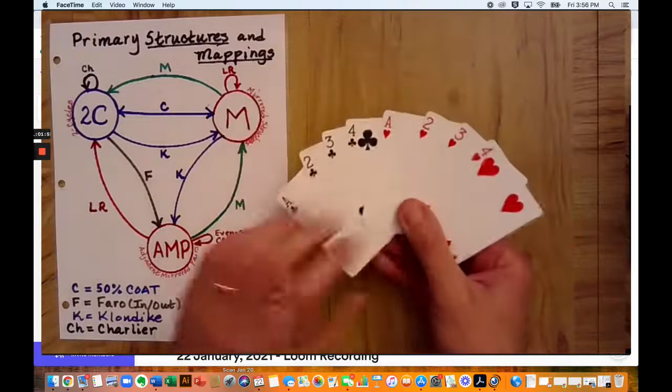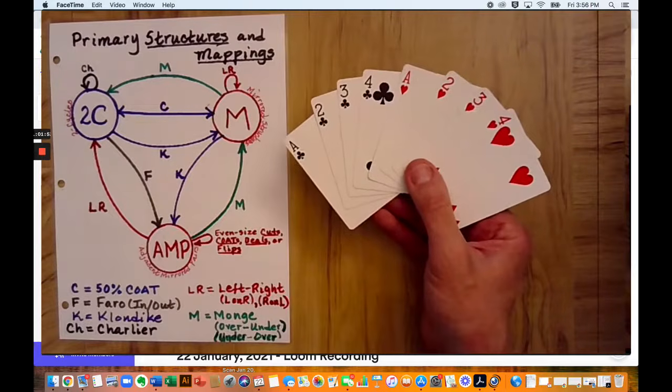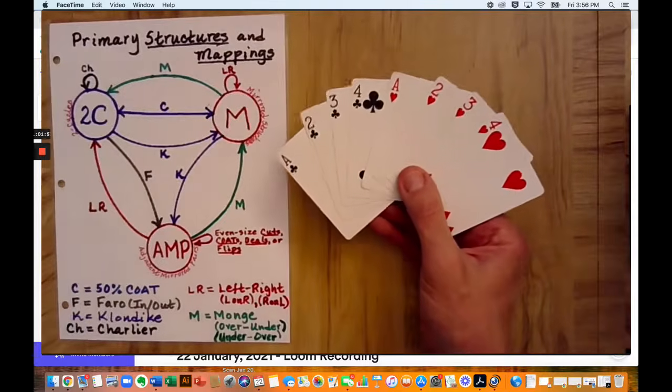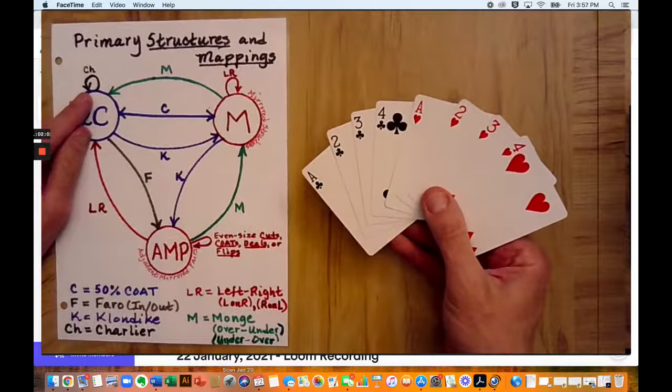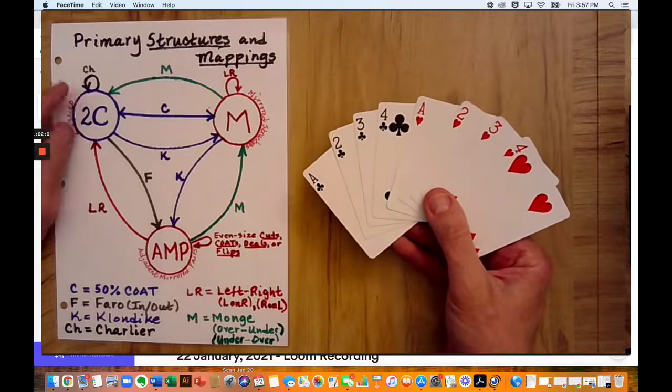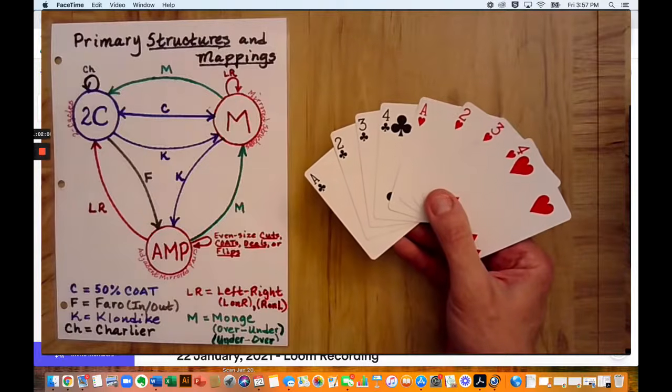Okay, so the Charlier shuffle is indeed equivalent to a single cut. Now, what that means in terms of our structures and what we talked about in class is the Charlier shuffle as a mapping is an automorphism. It is an automorphism. Why is that?